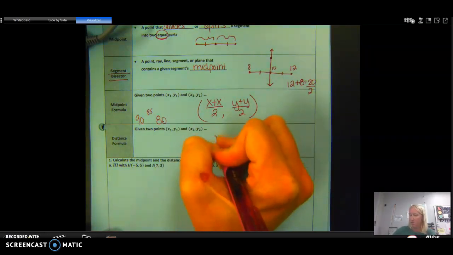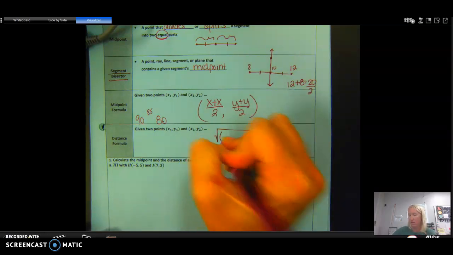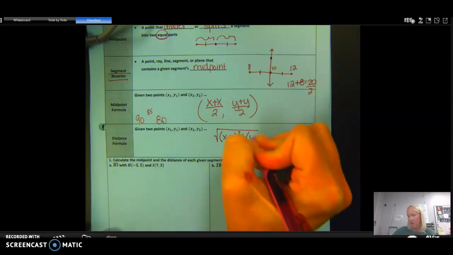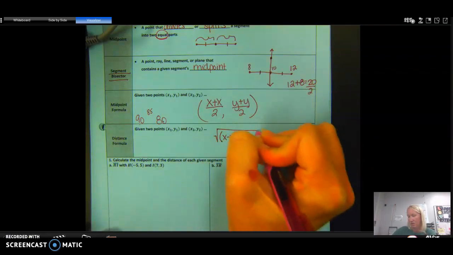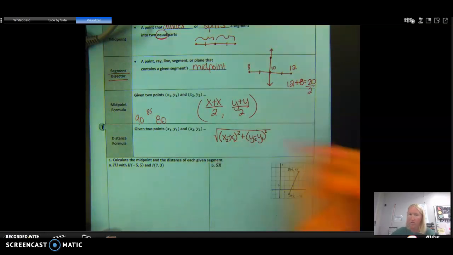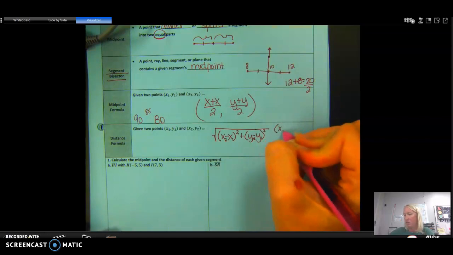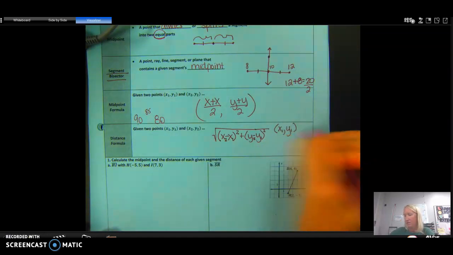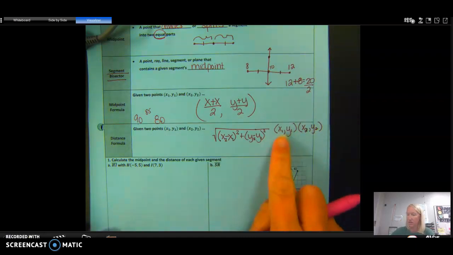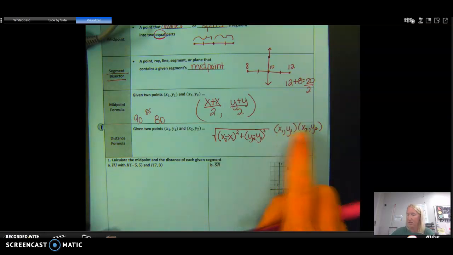It is big square root, in parentheses, x minus x squared plus y minus y squared. Now, a lot of times you'll see x2 minus x1, y2 minus y1. What they mean by that is if I'm on a coordinate grid and I have 2 points and I want to find the distance between those 2 points, this is my first point, so we call that the first x and the first y. This is my second point, so we call that x2 or my second x and my second y.